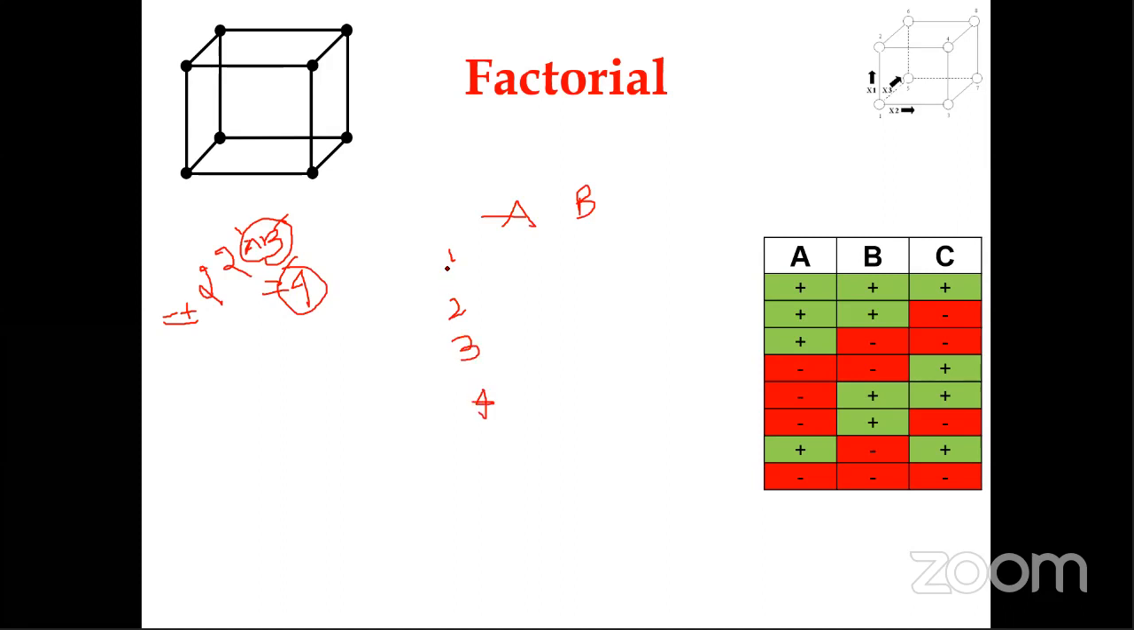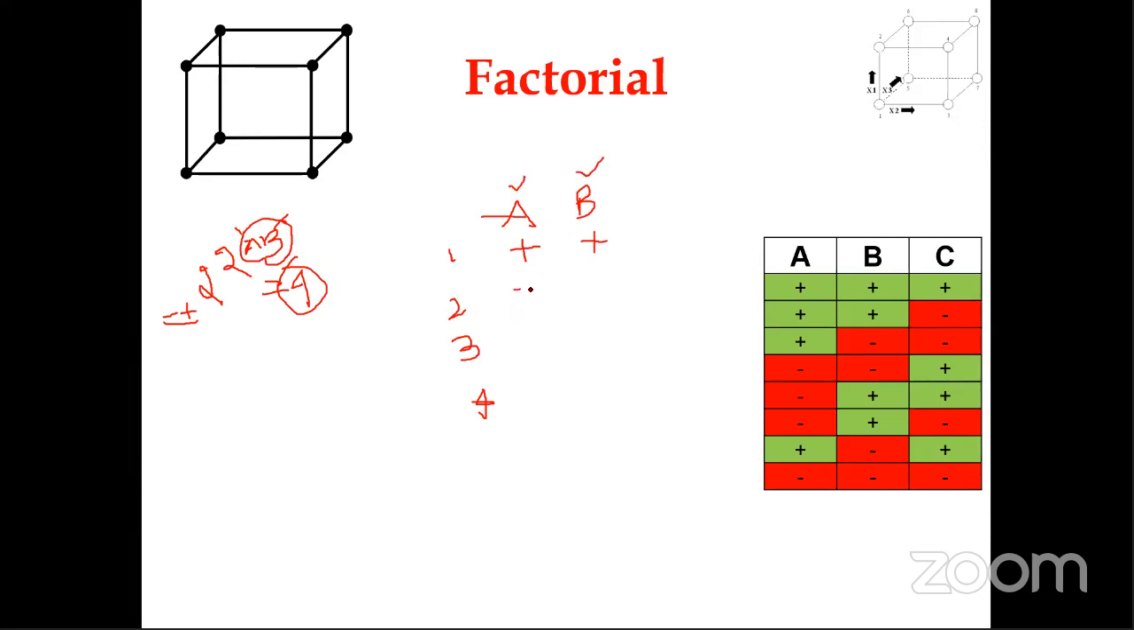So what are the possible combinations? For 4 runs, this is the maximum possible combinations. First tablet, A is at plus level and B is at plus level. That means I take the highest concentration of A and the highest concentration of B.